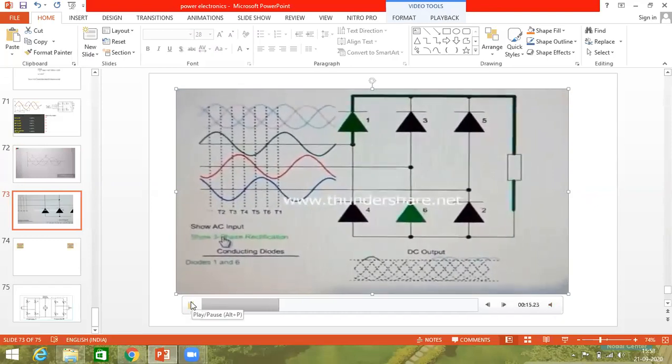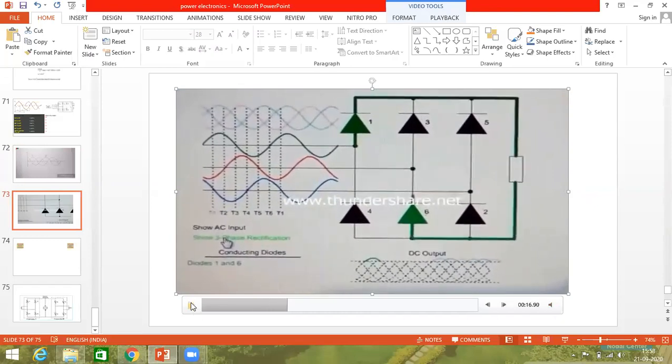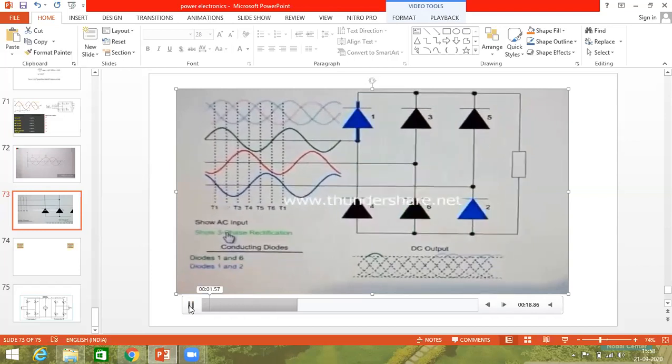Yes, you are able to see which SCRs are on, all of you. Case 1, what is the range? 30 degrees to 90 degrees. Which SCRs are on? T1. Here diodes are shown in the animation. Current flows from A to T1, T1 to load, and from load to T6. T6 is connected to B, so A to B. So remember T1, T6. Is it clear, all of you?